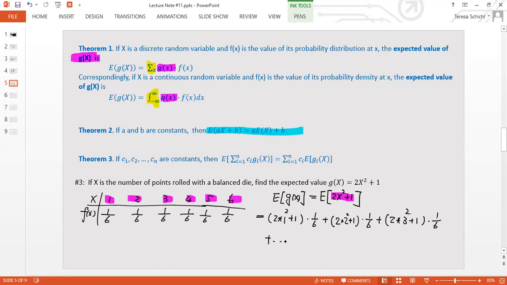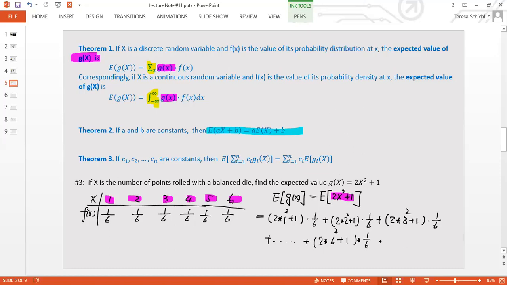Now you do da, da, da, da, da. Here the last number, so it's what? It's 2 times 6 to the square plus 1 times 1 over 6. Right? Okay, so that is what we call the function of expected values, right? Okay, so the function of the expected value.